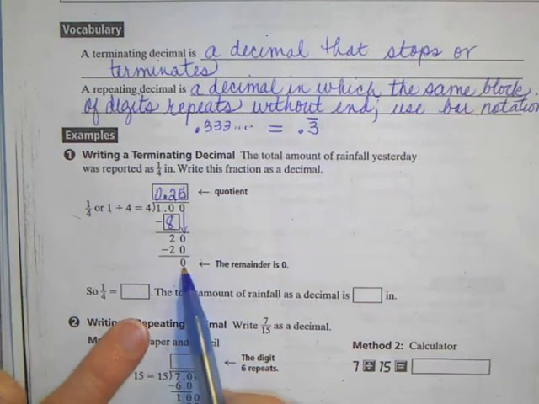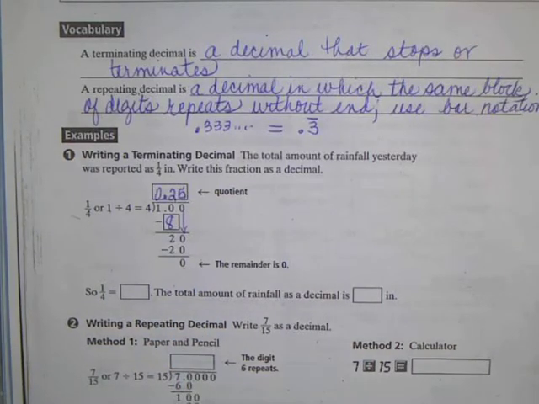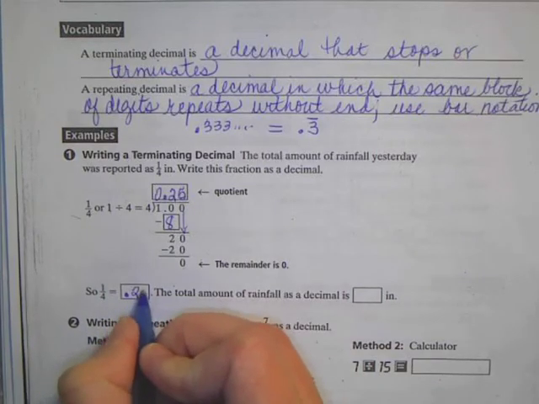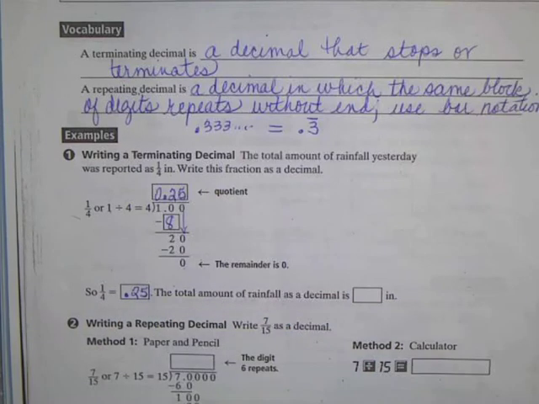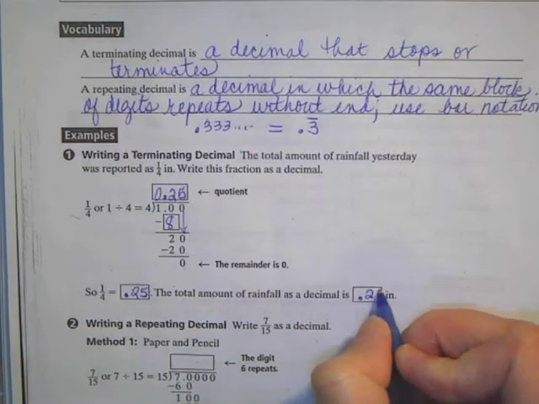The remainder is 0, so I do want to work in this case until I get a remainder of 0 or that I see there is a pattern of something repeating. So 1/4 equals 25 hundredths or 0.25. The total amount of rainfall as a decimal is 25 hundredths of an inch.